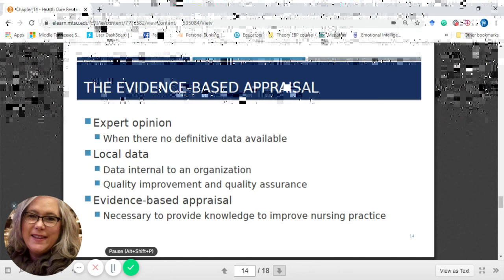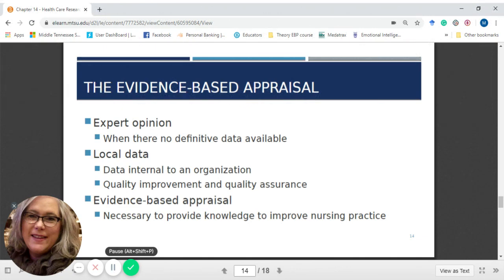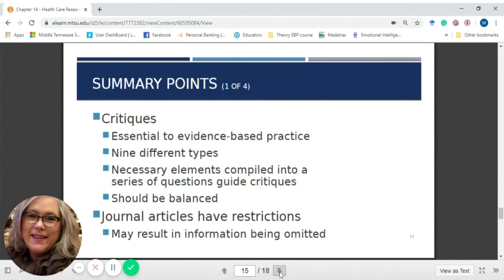So with that evidence-based appraisal, we can use models. Your book doesn't really talk that much about modeling. It might in chapter 16, but there's a model and steps that we use to go about appraising evidence and evidence-based practice and looking for problems and quality improvements. So they're out there, but they're beyond the scope of this course.